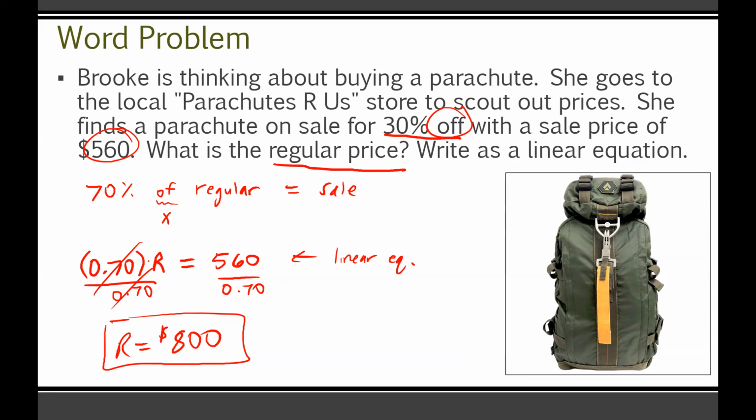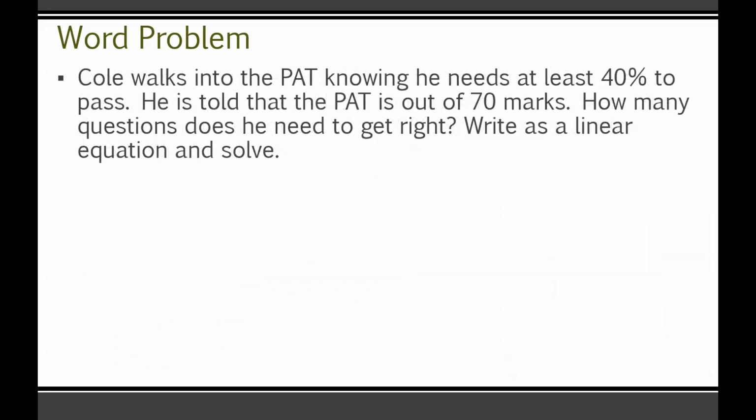Let's move on to another example here. So Cole walks into the PAT knowing he needs at least 40% to pass. Good news for all you guys, PATs apparently aren't happening this year. So yay, there you go. But hey, Cole walks into the PAT knowing he needs at least 40% to pass. He's told that the PAT is out of 70 marks. How many questions does he need to get right? Write a linear equation and solve.